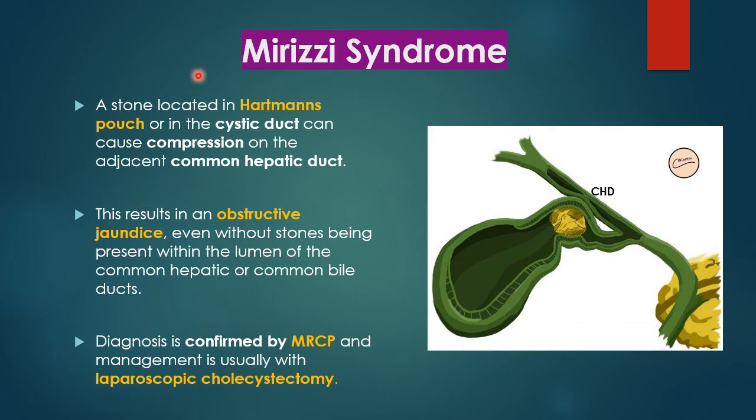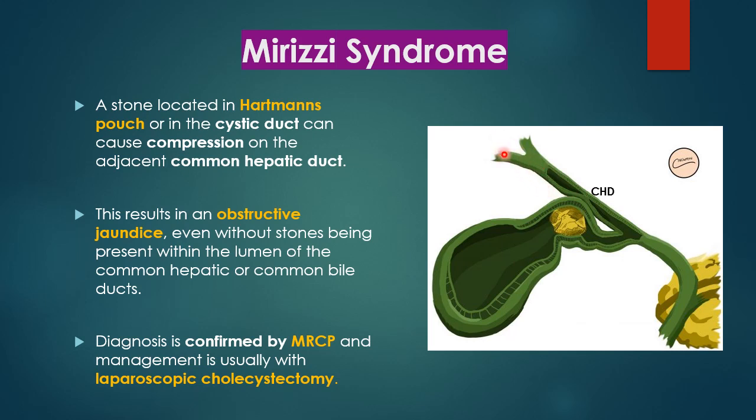This is another complication of chronic cholecystitis known as Mirizzi syndrome. Due to the chronic inflammation of the gallbladder in chronic cholecystitis, the stone gets impacted in the neck or the cystic duct, and this, because of the chronic fibrosis and adhesions around the common hepatic duct, causes pressure and blockage of the common hepatic duct. So the extrinsic pressure and obstruction of the common hepatic duct lead to obstructive jaundice.